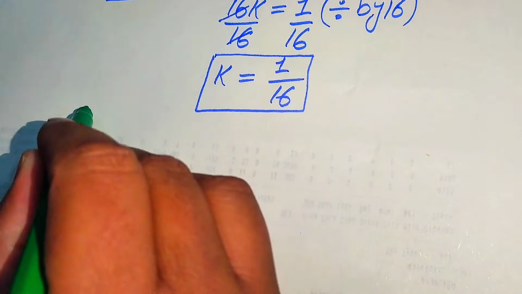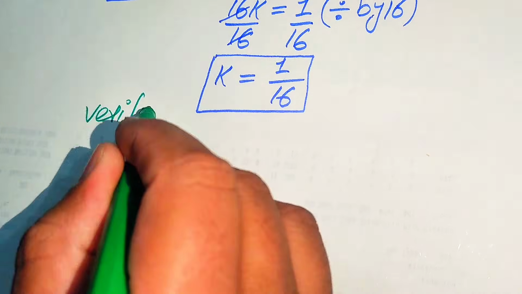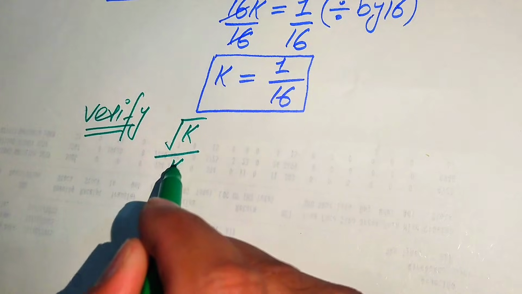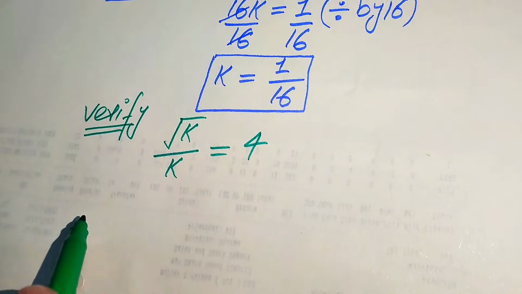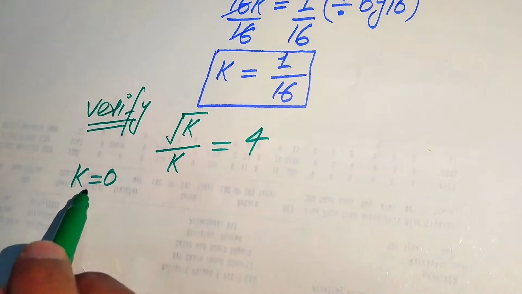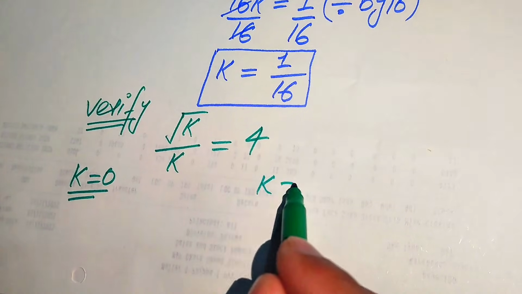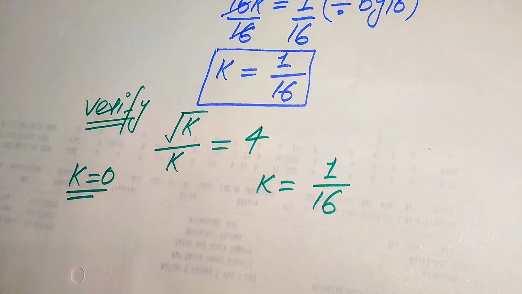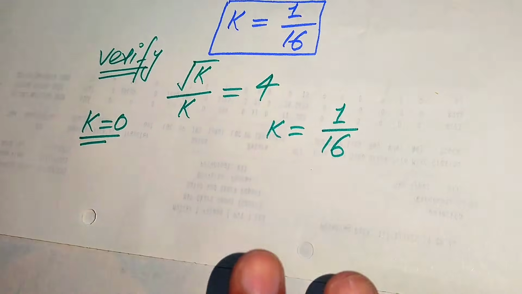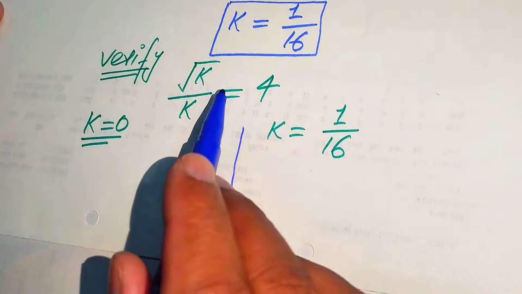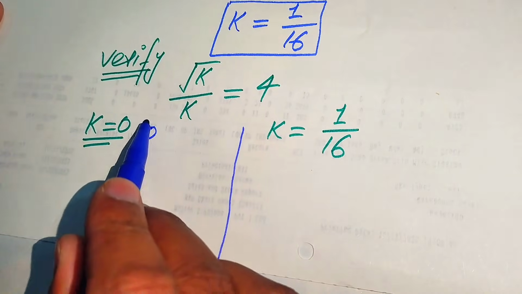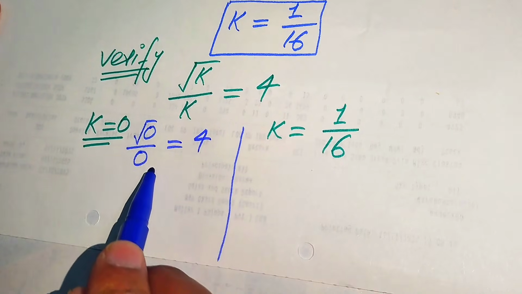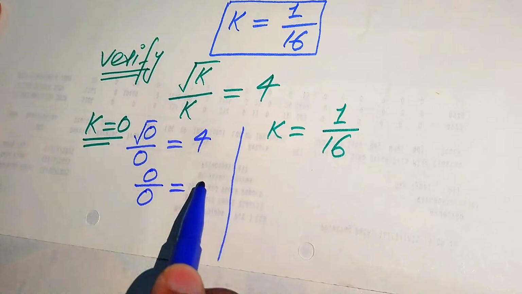For verification of these values, we need to copy down the given question statement here, and the given question statement is square root of k divided by k is equal to 4. On this side we will verify k equals to 0, and on this side we will verify k is equal to 1 over 16. First we substitute k equals to 0 into the left hand side, and when you put this value here it becomes square root of 0 divided by 0 equals to 4, and we write these terms as 0 over 0 equals to 4.